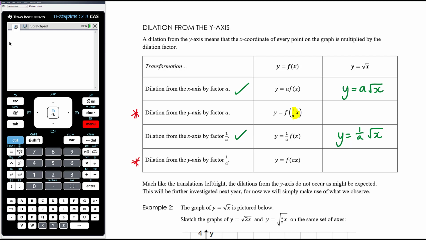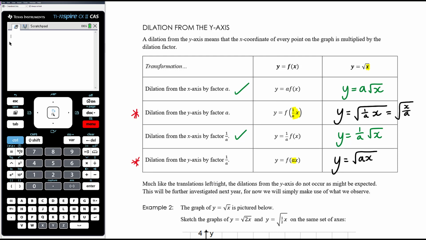We are replacing the x part of the function with 1 on a times x. So this would be y equals square root of 1 on a times x, or that could also be written as x on a. And that is a dilation by a factor of a, not a dilation by a factor of 1 on a from the y-axis. Similarly, if we dilate from the y-axis by a factor of 1 over a, it is f of ax, and again we're replacing x with ax, so for our square root function that is 1 over the square root of ax. It doesn't stretch it away from the x-axis, it squashes it towards the x-axis. Away from the y-axis, it squashes it towards the y-axis.